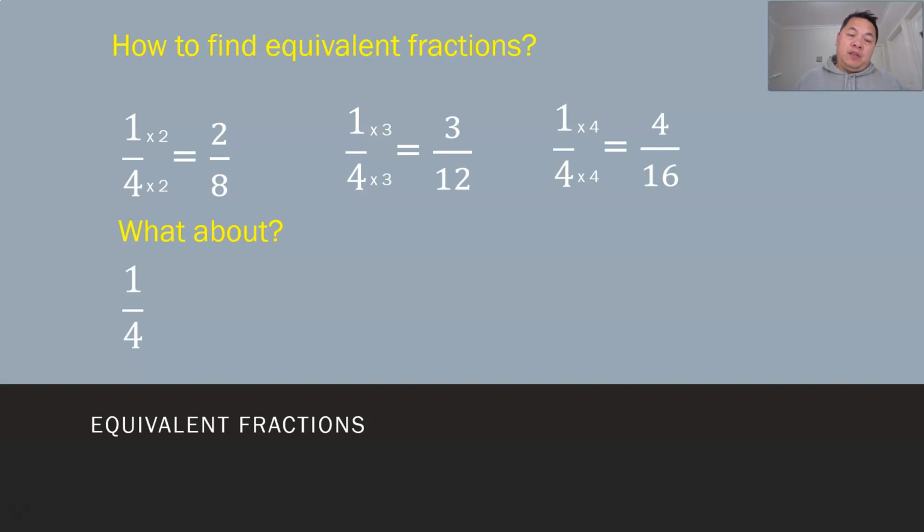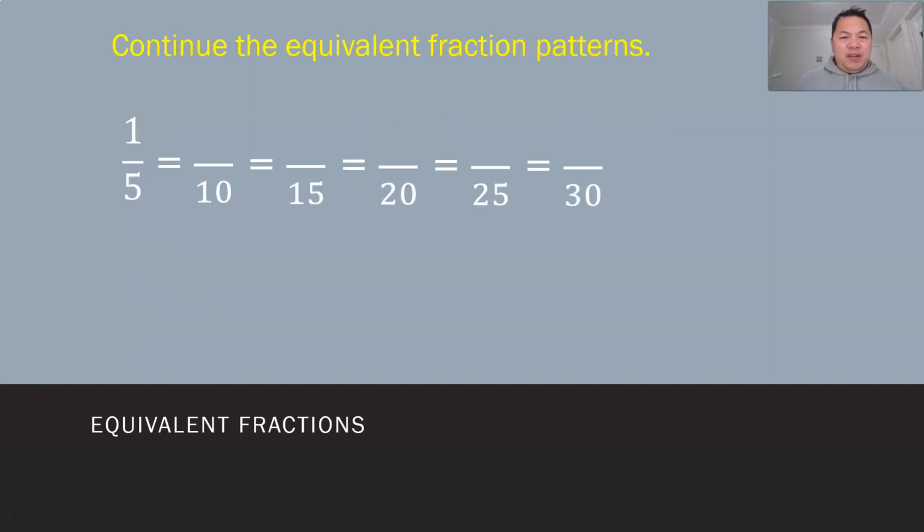What about this situation? If it's 1/4, we want to find the equivalent fraction when we multiply by 8 to the numerator and the denominator. What's the answer? I'm sure you can work it out, isn't it? 1 times 8 and 4 times 8. That's right, the answer is 8 out of 32. Well done, everyone.